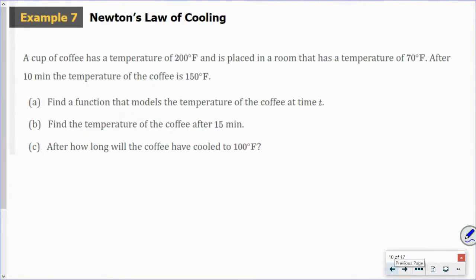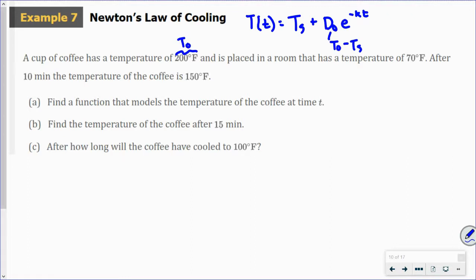Okay, so Newton's law of cooling, the last example we're going to do here. A coffee cup has a temperature of 200 degrees. So Newton's cooling law, just to bring that back, is T of T equals your surrounding temperature plus D naught e to the negative KT. And remember, D naught is your initial temperature minus your surrounding temperature. So 200 is my initial, T naught, placed in a room at 70 degrees. So that's your surrounding temperature.